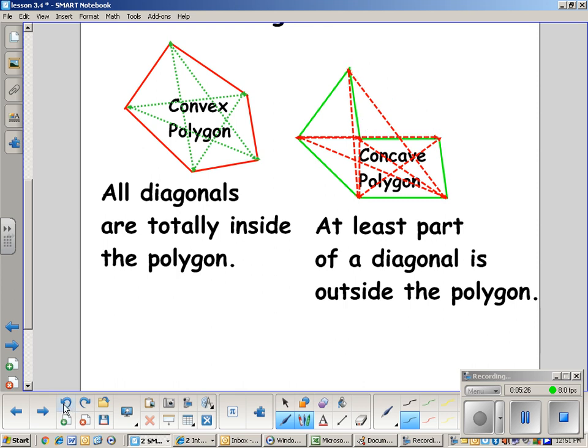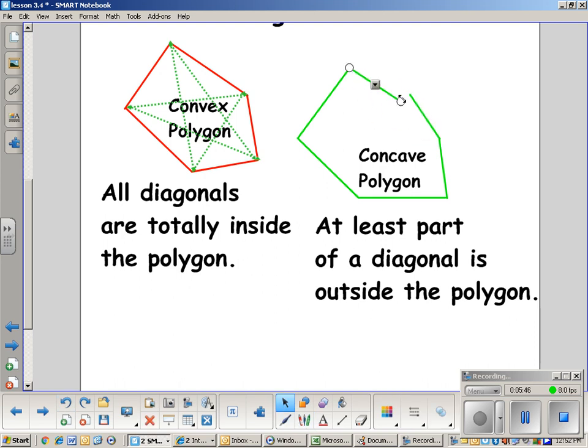I think of this as a polygon that was in an accident, and part of it has been caved in. Okay? This polygon maybe should have looked like this. It got hit and it's caved in. And so when it got caved in, it looked like this again. So that's a concave polygon. At least part of a diagonal is outside the polygon.